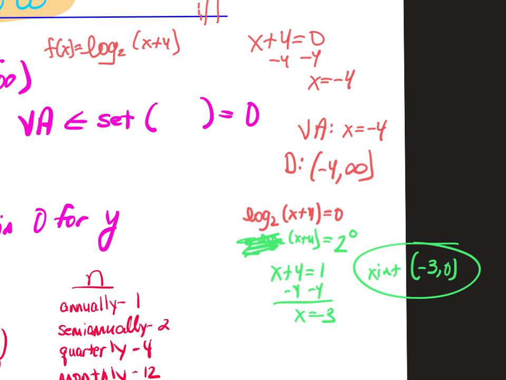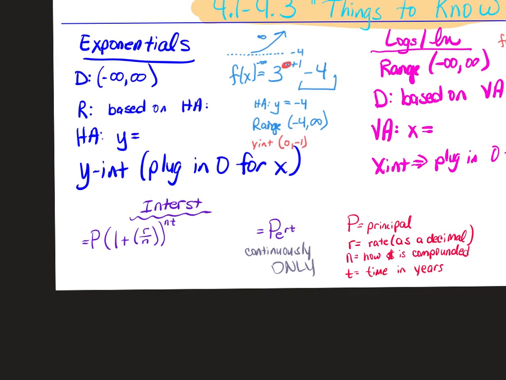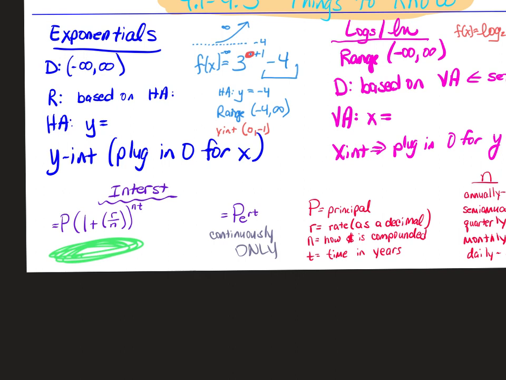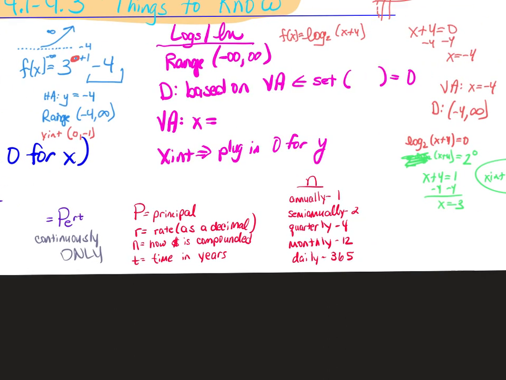You will also have on every version one of these lovely interest problems. We have 2 interest formulas. We have this one over here, which talks about interest that's compounded a certain way, like monthly, daily, something like that. But P is your principal. It's the amount that you start off with. Remember, your R has to be as a decimal. N is how the money is compounded. And T is your time in years. So annually, your N would be 1. Semi-annually, it's 2. Quarterly, it's 4. Monthly, it's 12. Daily, it's 365.